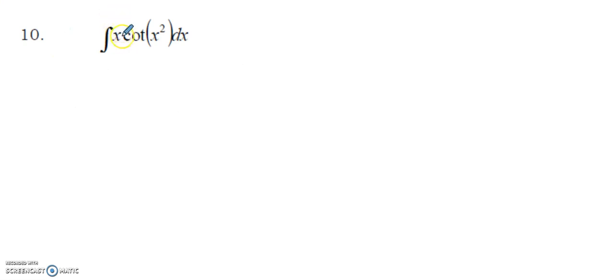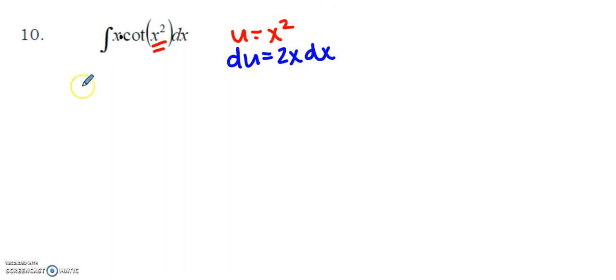Well, in thinking about this, I've got a product going on, so I know I want to try a u sub, and I want to pick the u to be whatever is inside of the function. So u is going to be equal to x squared, which means that du is equal to 2x dx. I'm going to adjust by a 1/2. If you're still not clear about why I'm adjusting in that way, you might want to go back to the u sub video from earlier in January and watch that.